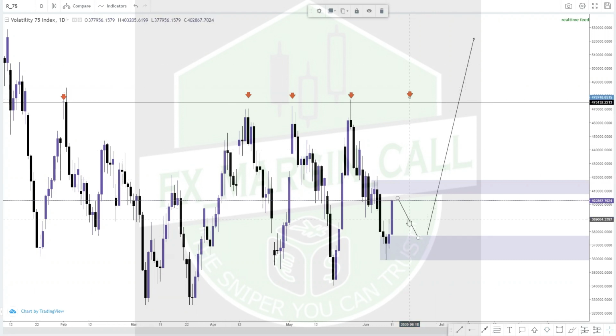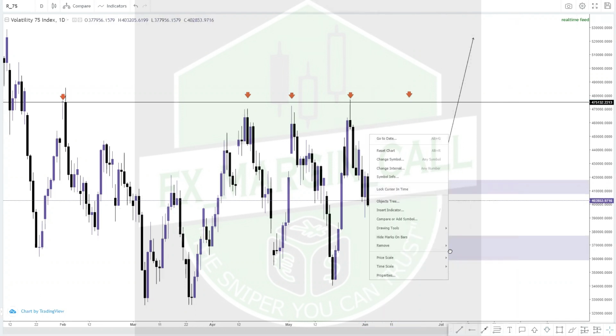So we want to see it moving in a bit of a wave. We want to see it making an impulse and then a correction, and then the last leg of the impulsive phase is the one that's going to get us above the resistance level. So that's one thing that we'll be looking forward to.